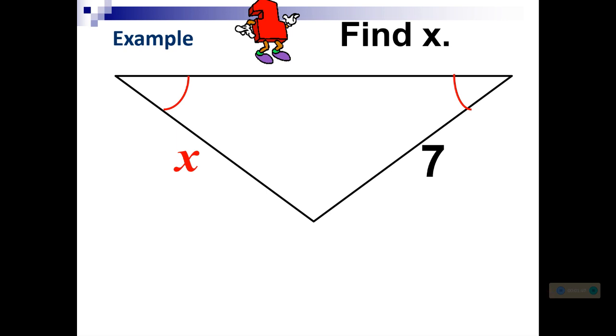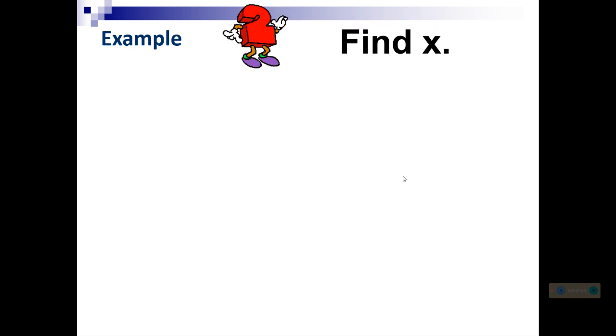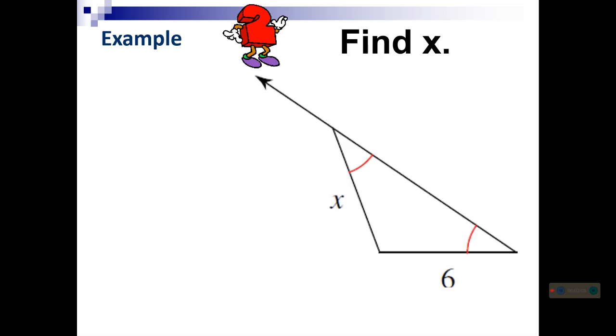So we have here to find the value of x. We have here our x and this side is 7. So what is the value of your x? That's correct. We have x equals 7. Okay, let's have the second example. Still, we are going to find x. So we have here 6 and we have here the x. So what's the value of our x here? That's correct. We have x equals 6.